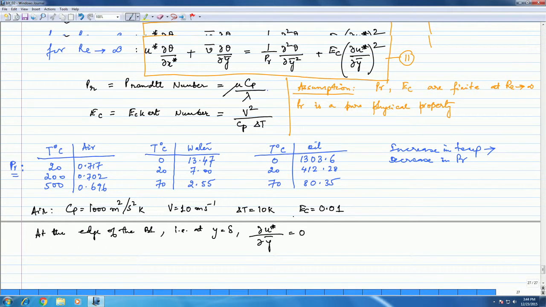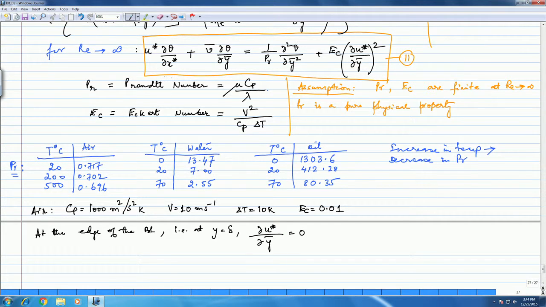So, which means that the term containing the Eckert number, which is basically the dissipation term in equation 11, is going to go off. Therefore, we will be left with this equation, which is only in theta. Now, a possible solution for 11 is theta is equal to 0.